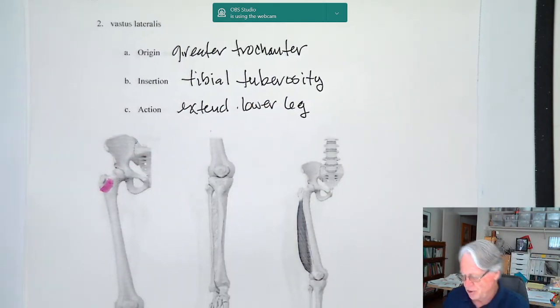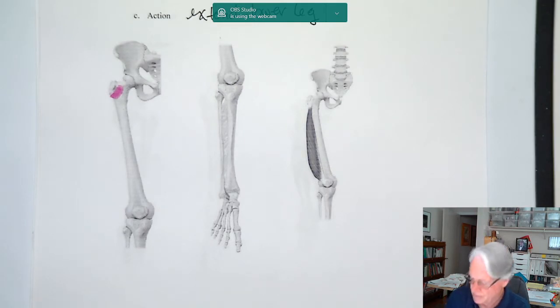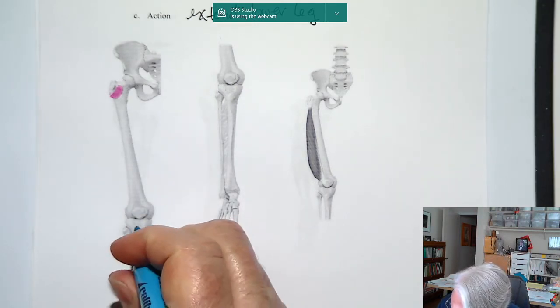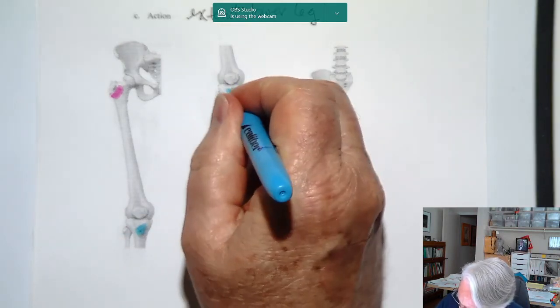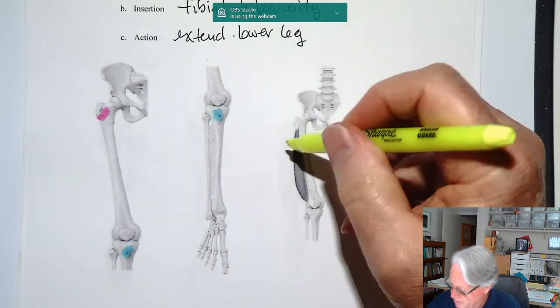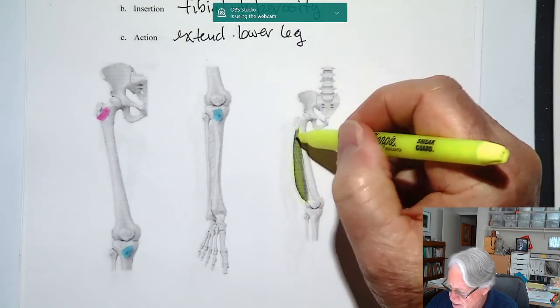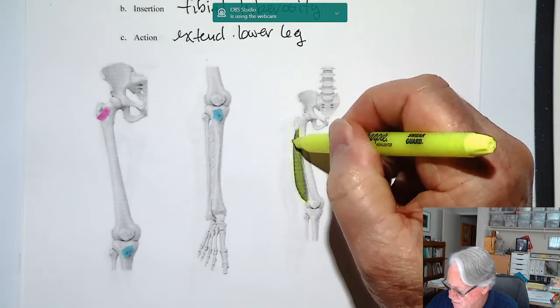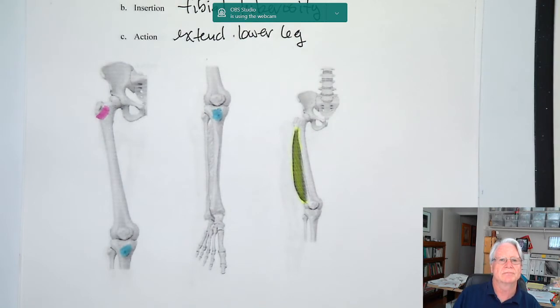And then the insertion is right here. And right there. And here is that muscle. Vastus lateralis. Okay. All right, that's the vastus lateralis.